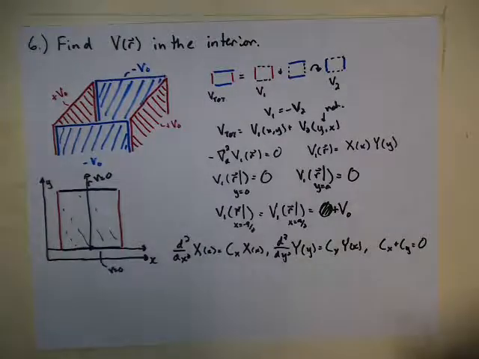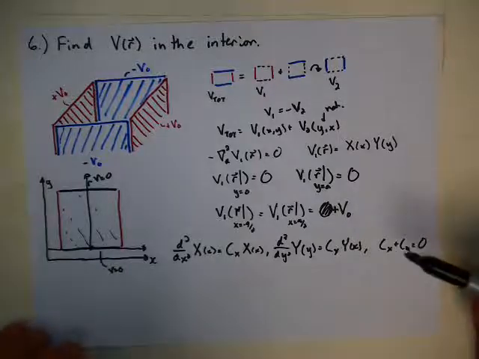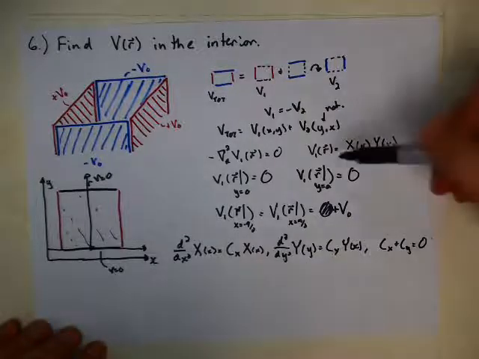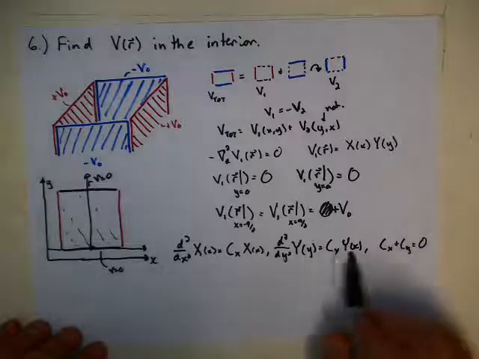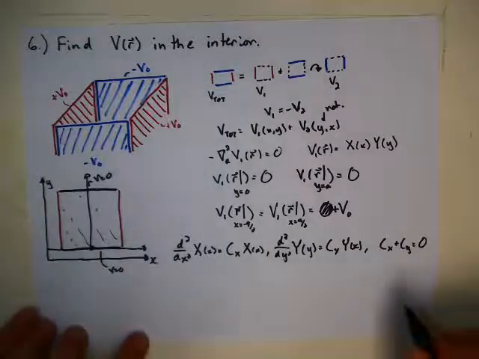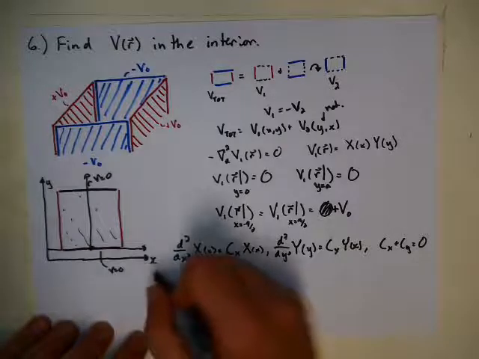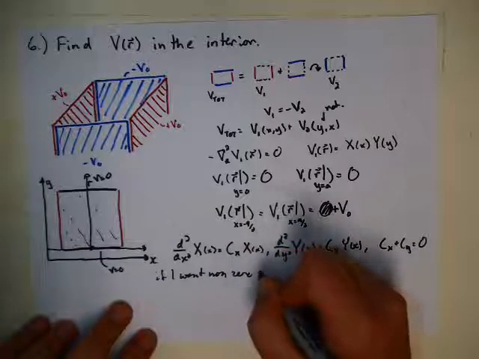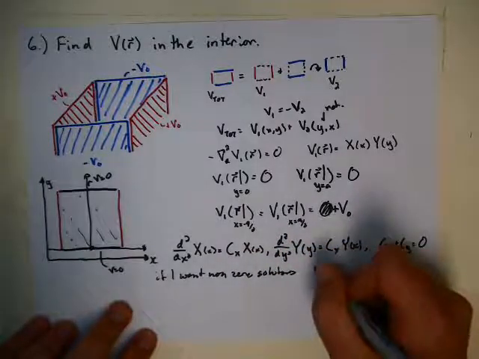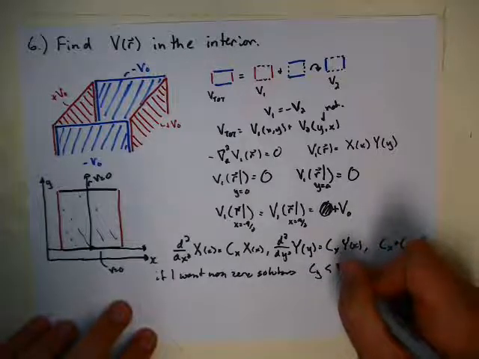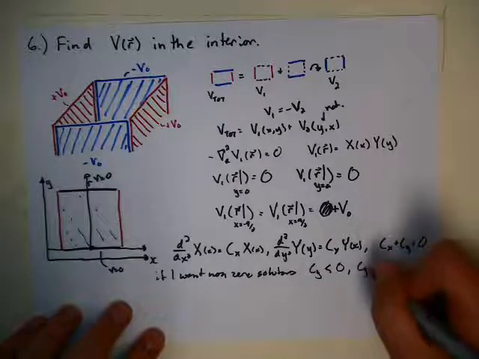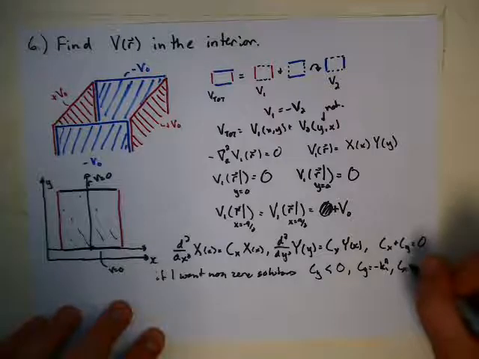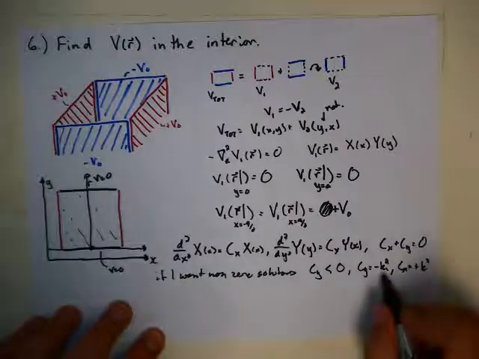Furthermore, the solution here is X times Y. If I want a Y solution that is not all 0, so if I want a total non-zero solution, I have to get sines and cosines here, and so that's going to make Cy be less than 0. And so we're going to make this condition that Cy is going to be equal to minus k squared, and Cx is going to be equal to the positive k squared, where this is the same k.